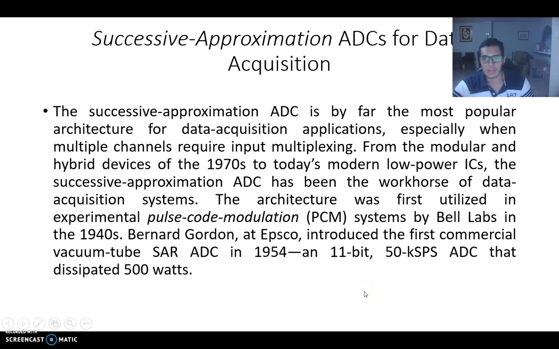Successive-Approximation ADCs for data acquisition. The Successive-Approximation ADC is by far the most popular architecture for data acquisition applications, especially when multiple channels require input multiplexing. From the modular and hybrid devices in the 1970s to today's modern low-power ICs, the Successive-Approximation ADC has been the workhorse of data acquisition systems.